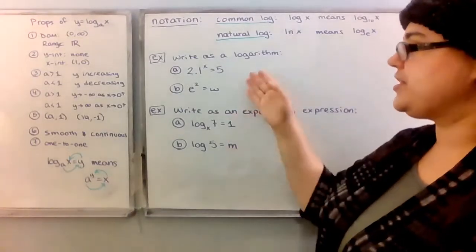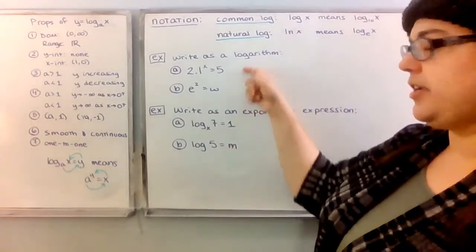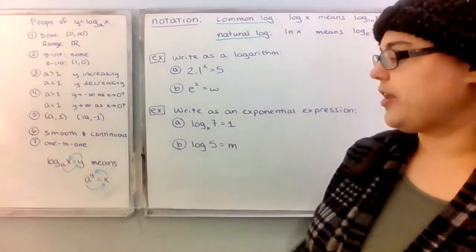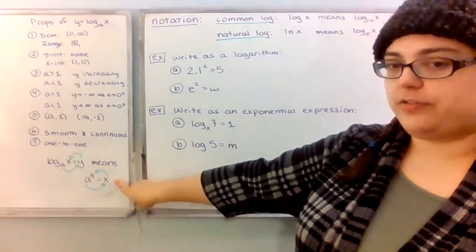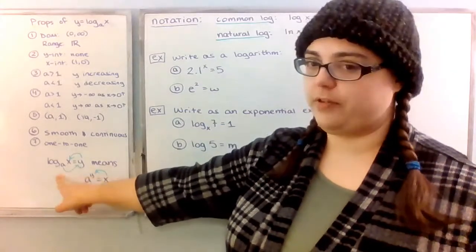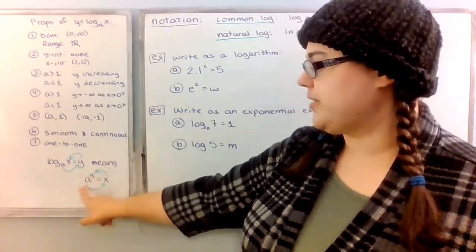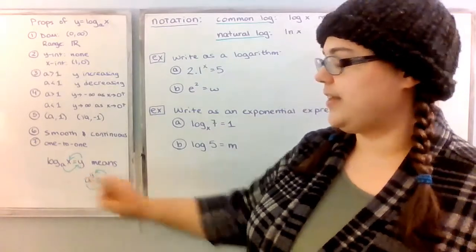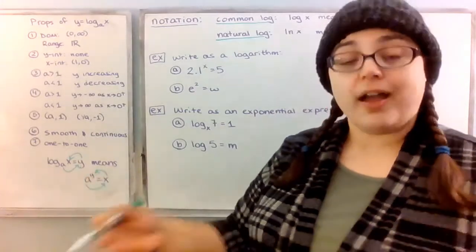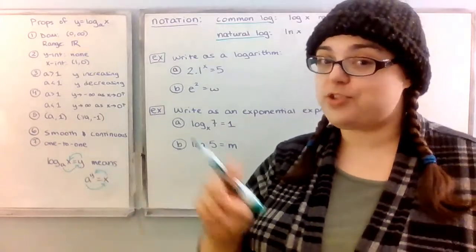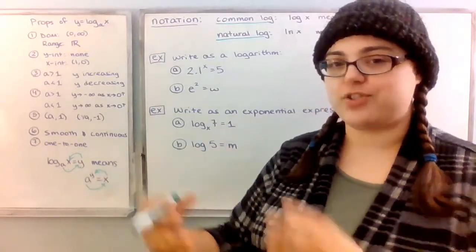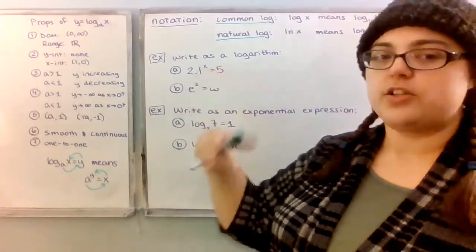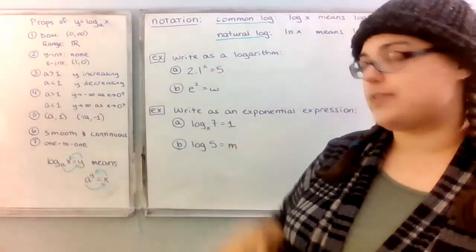For this first example, we want to write each exponential equation as a logarithmic equation. So that means we're going from the exponential form into the logarithmic form. We start with the base, go to the other side, say equals, and then the exponent. As a check, remember your logarithm should equal your exponent. So for this first one, the exponent is x, so we should have a logarithm equal to x.